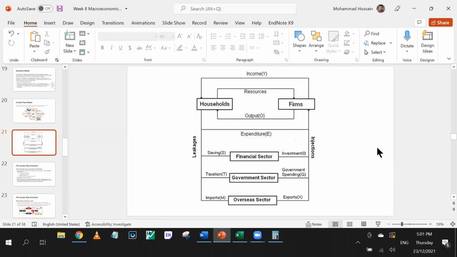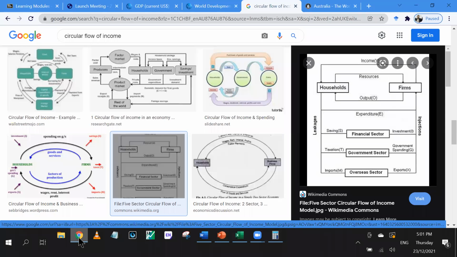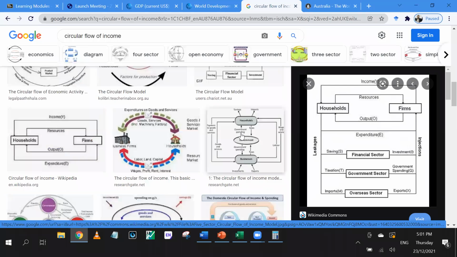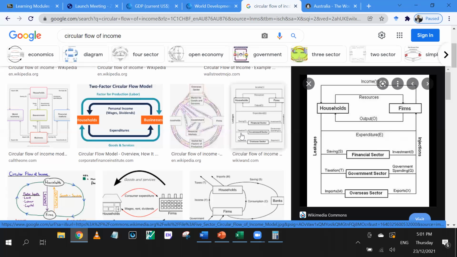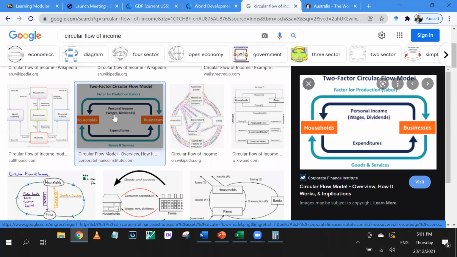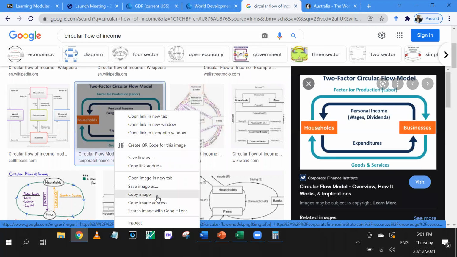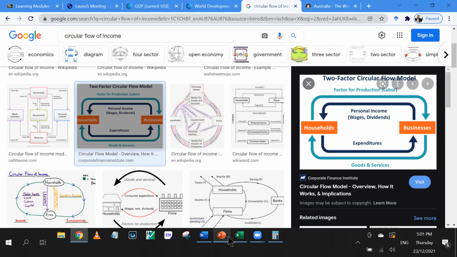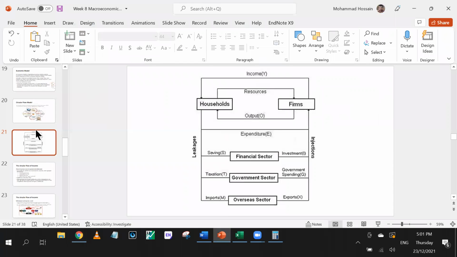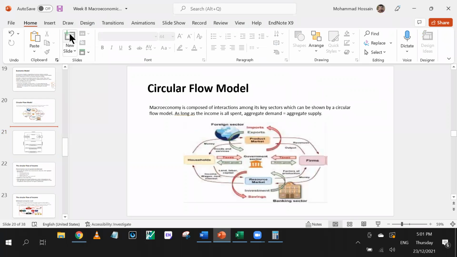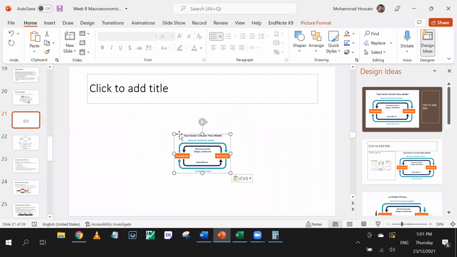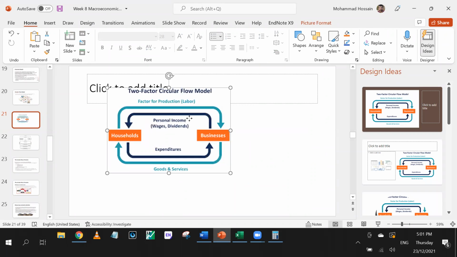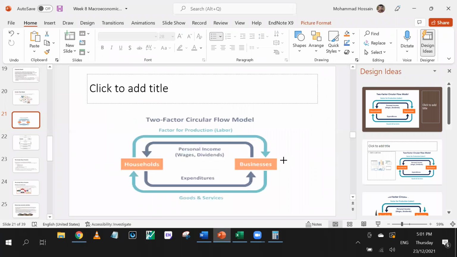How does it work? Let me show you guys how it works. First I'll show you the 2 sector model, the 2 factor circular model. I'll talk about that one first. This is very important for you guys to learn as well. Two sector model.